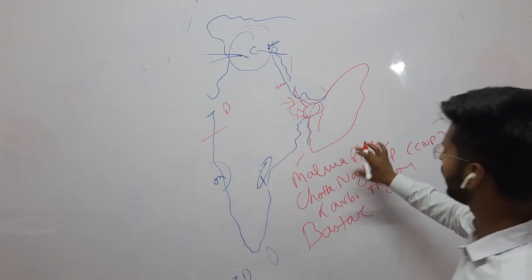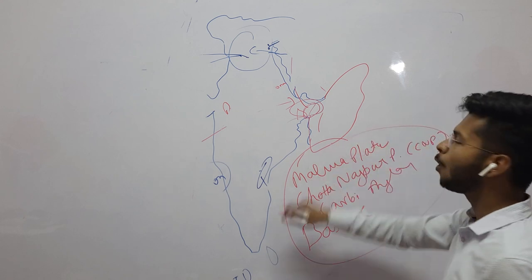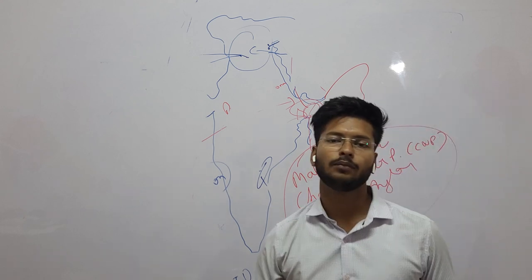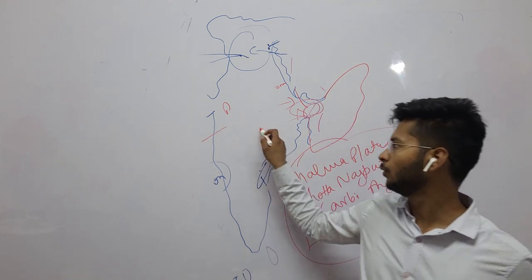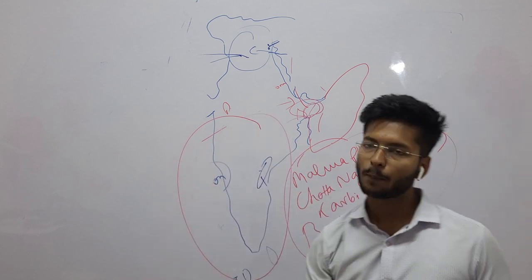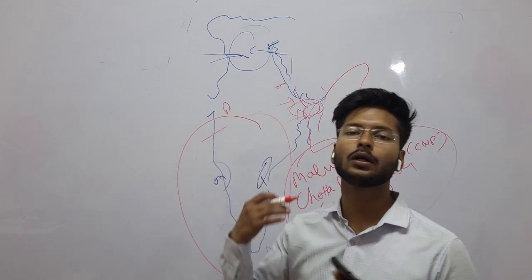These plateaus have something in common. They all are part of a larger group of plateaus called the Deccan Plateau. This area we call Peninsular India. What is a peninsula?